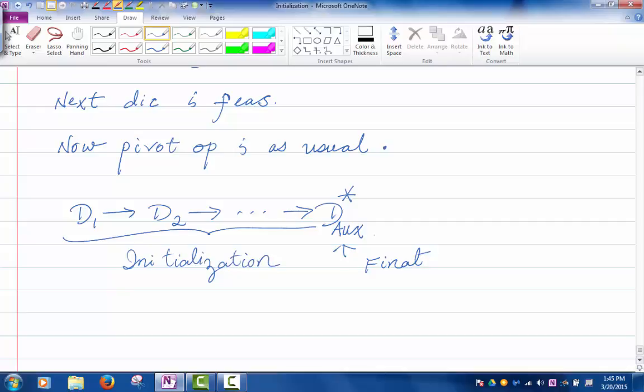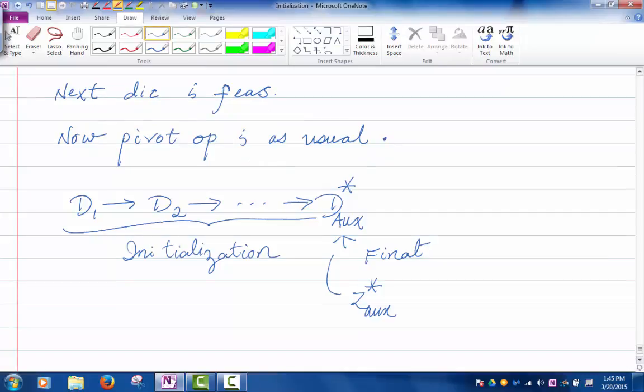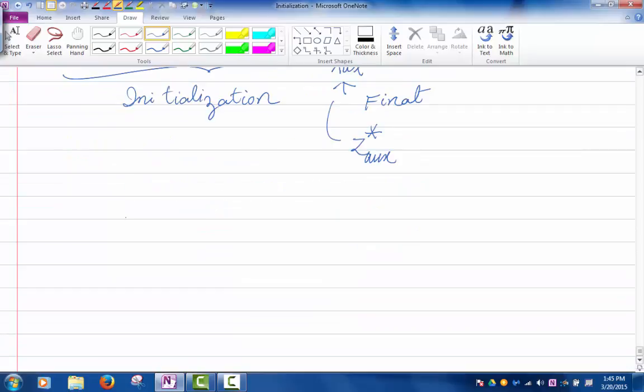And once you have that, you look at the corresponding objective value. So let me just say Z aux star, that's the optimal value for the auxiliary problem. Now, what are you going to conclude based on that? Z auxiliary star, that's the optimal value for the auxiliary problem. And how are you going to make your decision based on that?